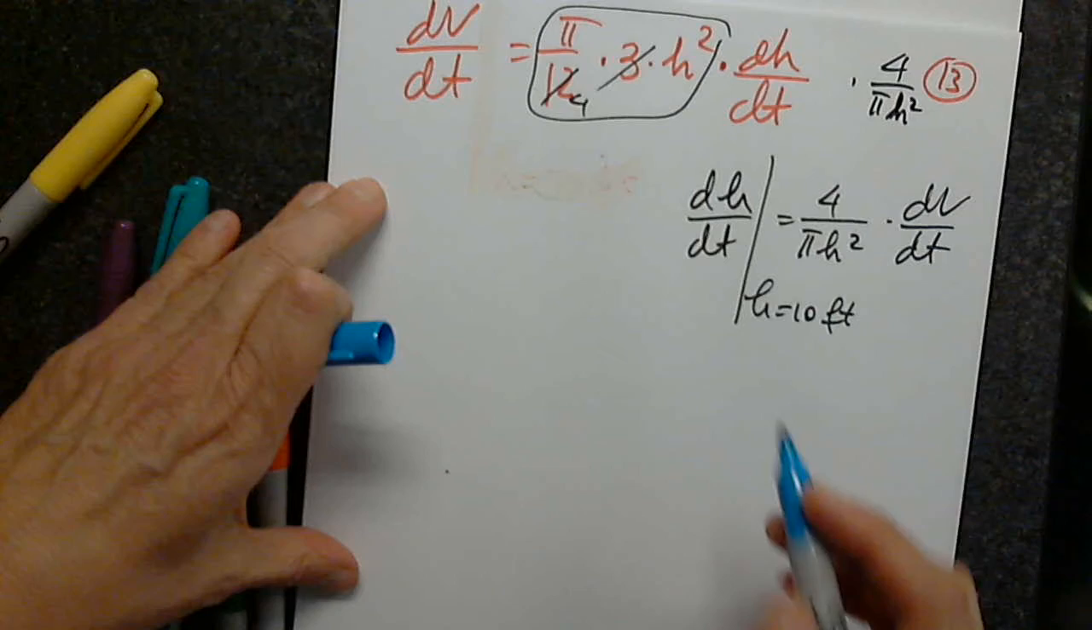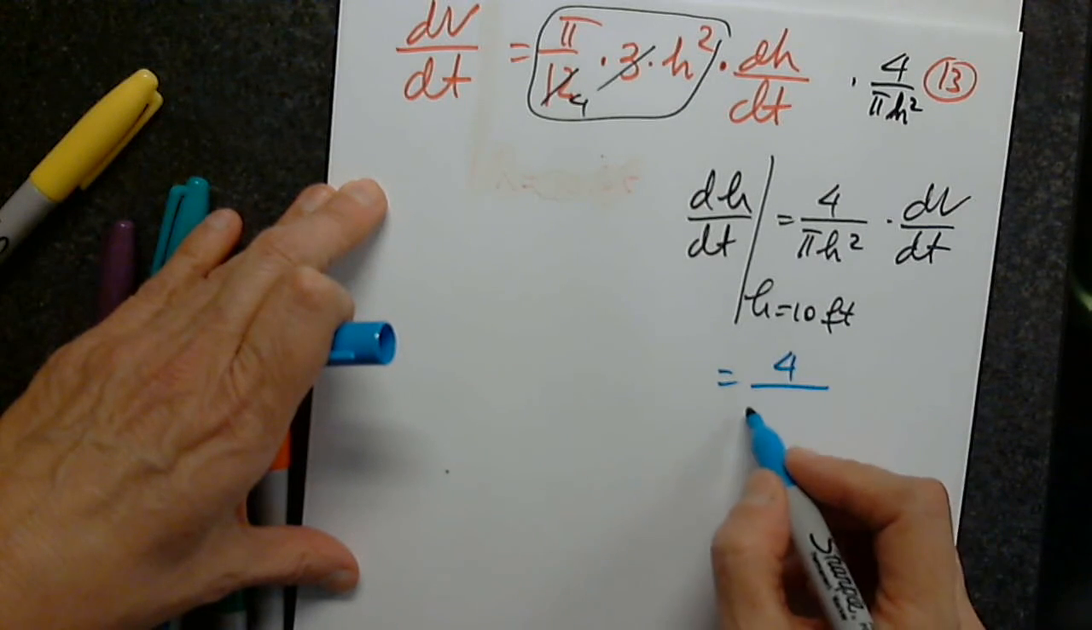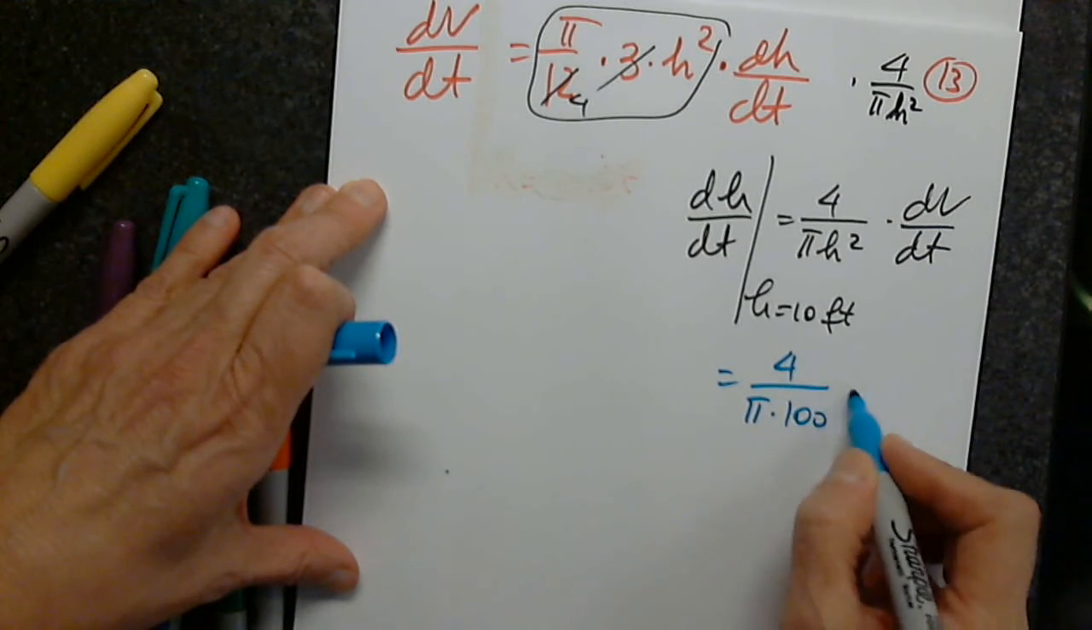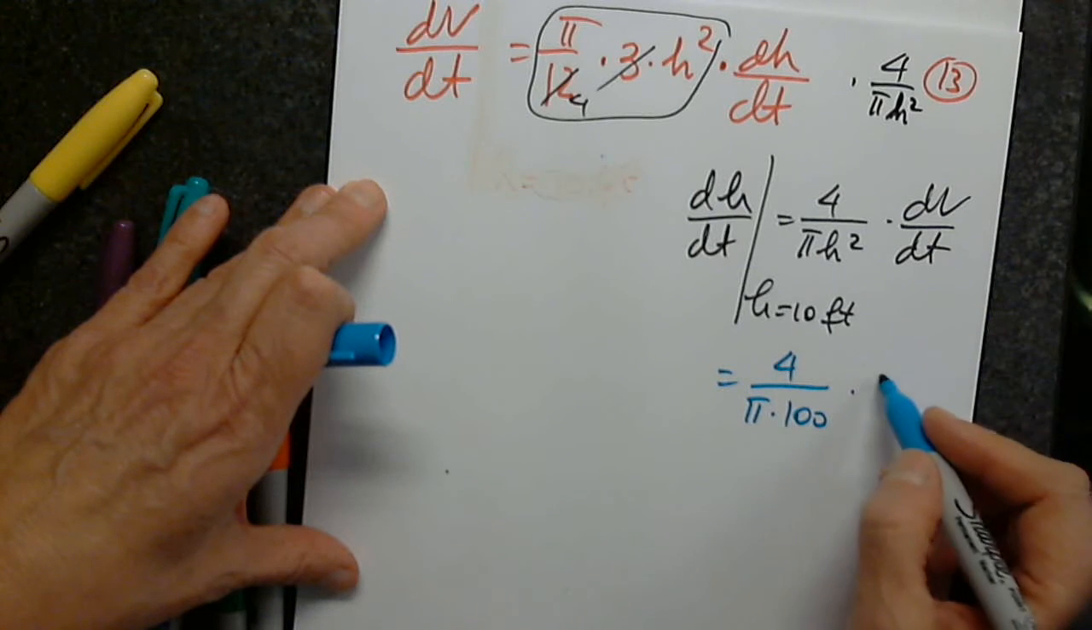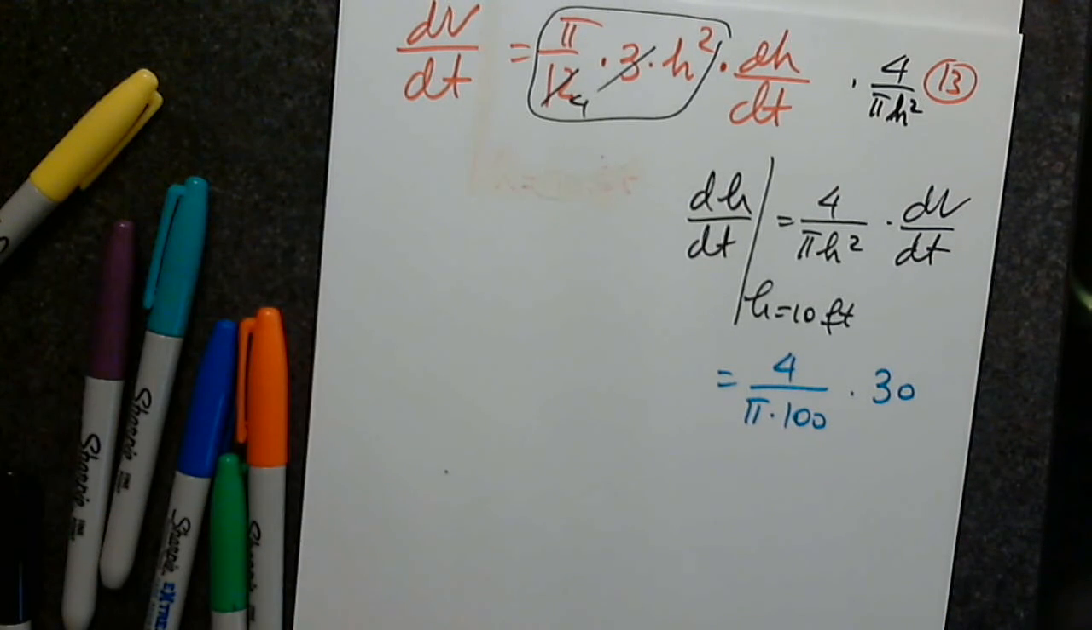So what do we get? We get 4 over pi times 100 times dV over dt, which was given to us as being 30. I will plug this in the calculator all at once and see how much the rate is. So 4 times 30, of course, is 120, divide by 100, and further divide by pi.